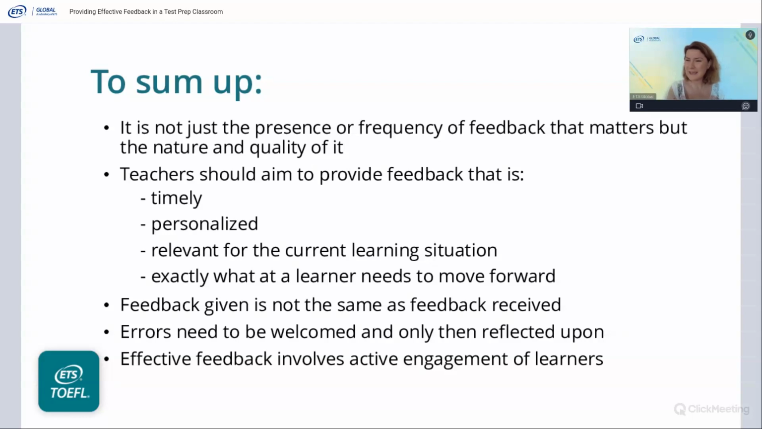We focus on things that can be improved, not things very general, like you should work on your grammar or something like that. We need to be more specific. And feedback given is not the same as feedback received, because as teachers, we tend to believe that what we say is received. It's not always like that, or what we have given in a written form. Errors need to be welcomed and only then reflected upon. We learn by making mistakes, and they are informative. And effective feedback involves active engagement of learners.